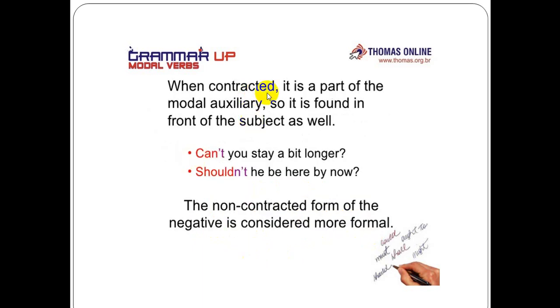When contracted, when we want to shorten them, it is part of the modal auxiliary, so it is found in front of the subject as well. Here we use it if you want to make a contraction, like: can't you stay a bit longer, shouldn't he be here by now. But the non-contracted form of the negative is considered more formal.